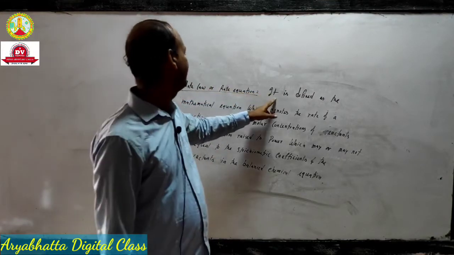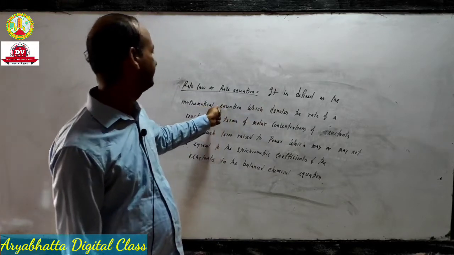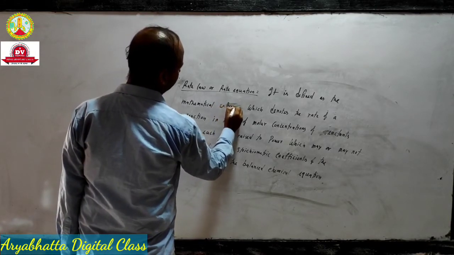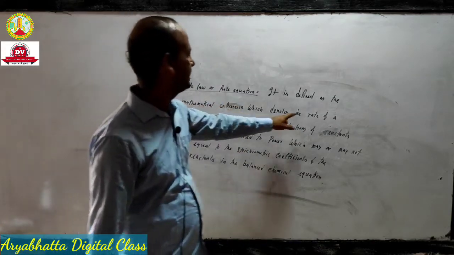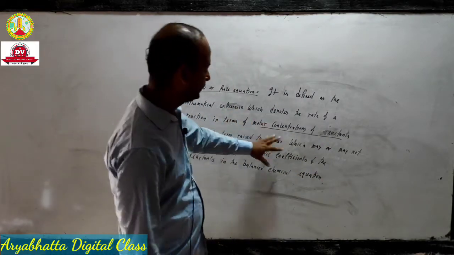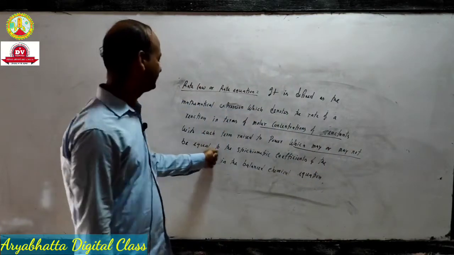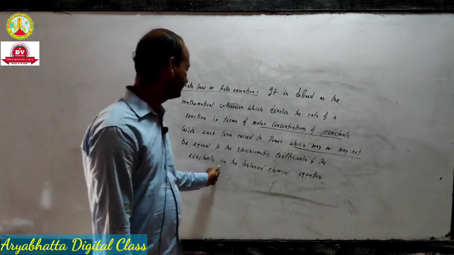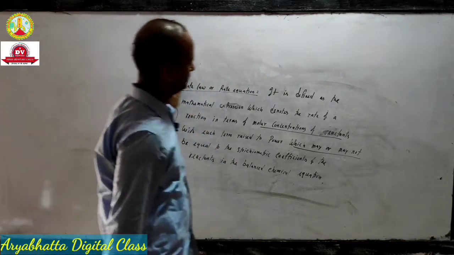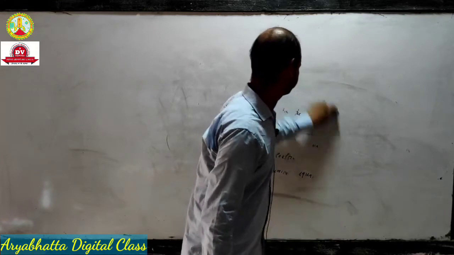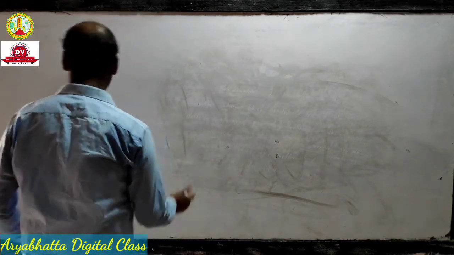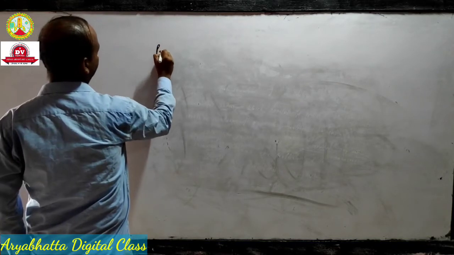It is defined as the mathematical expression which denotes the rate of a reaction in terms of the molar concentration of reactants, with each term raised to some power, which may or may not be equal to the stoichiometric coefficients of the reactants in the balanced chemical equation. This part is very important. Look at the definition clearly and remember this part. Point to remember.